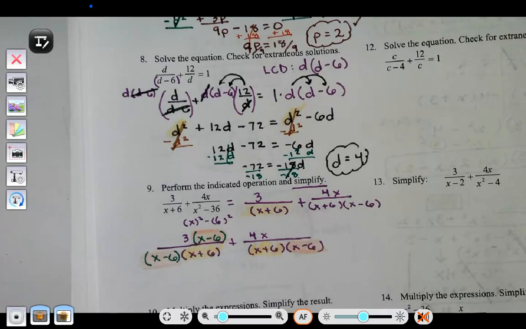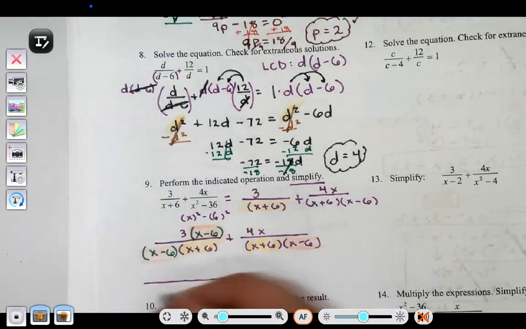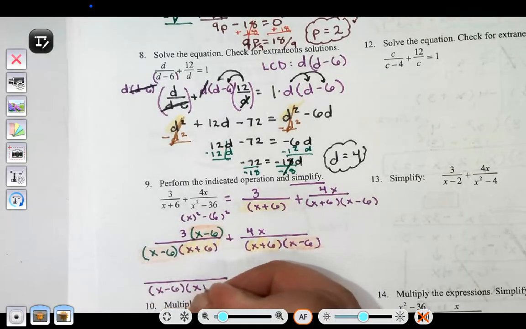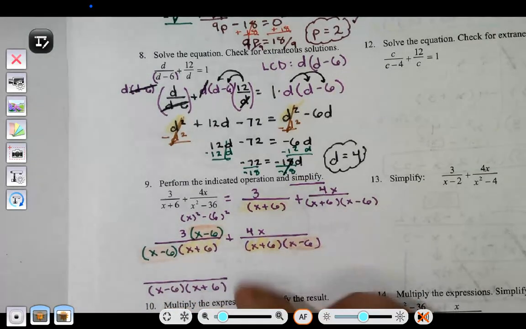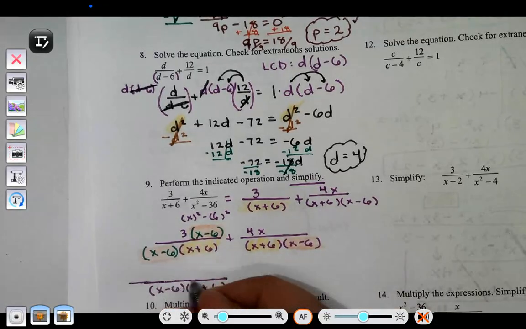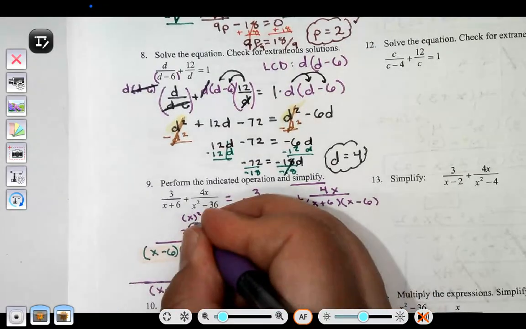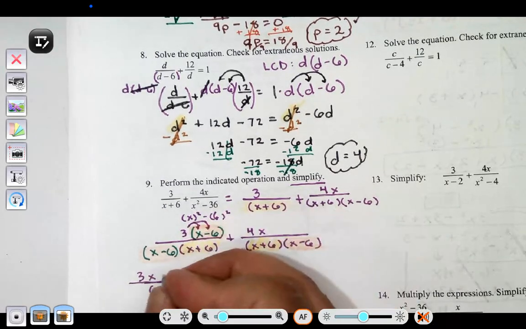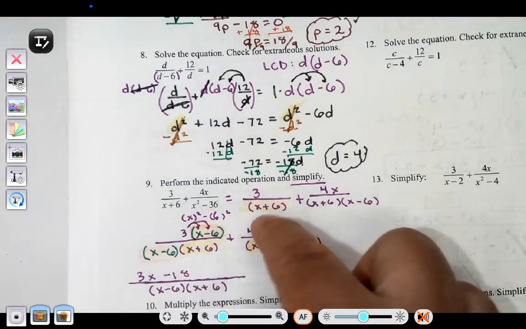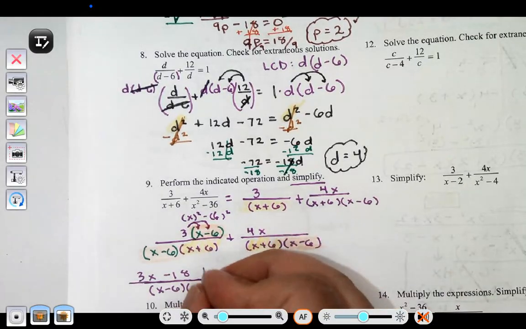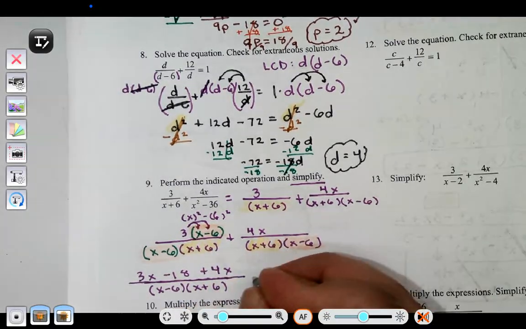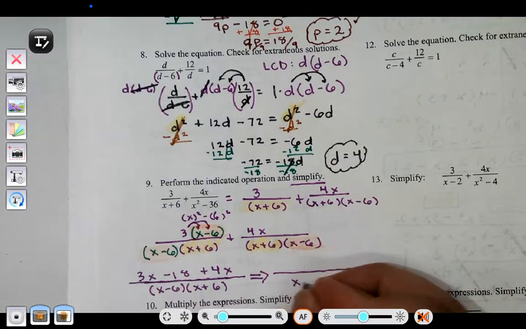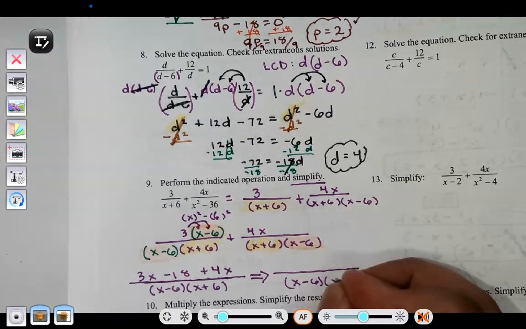All right, well, I'm ready. The bottom part is done. I no longer have to worry about the bottom because now they officially match. So I don't need two fractions. I'm just going to have one now. 3 times x is 3x. 3 times negative 6 is negative 18. And yeah, this one didn't have any work, so I'm just going to write plus 4x, which means here's my final answer. X minus 6, x plus 6 is done.